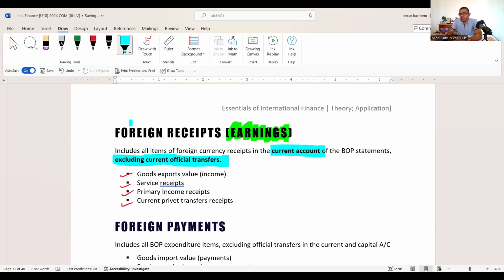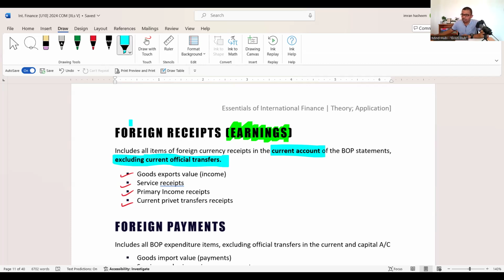Because a country cannot depend on official transfers as a receipt or earning when it tries to look at building its foreign reserves or managing its foreign reserves. Is that clear? So how do we remember this? Current account is the focus without official transfers. Then simple, right? Current account is the focus. Goods account, the receipt is exports. Services account, export receipts. Primary income, receipts. Secondary income, private transfer receipts. Done.